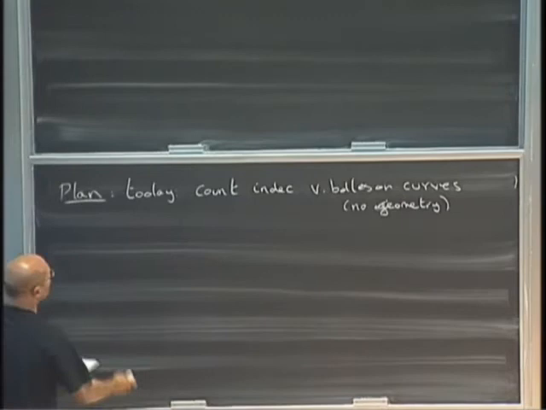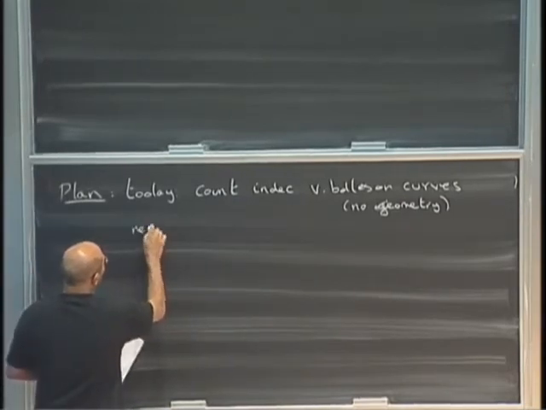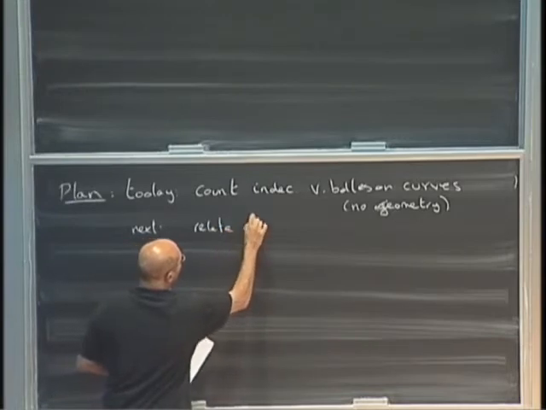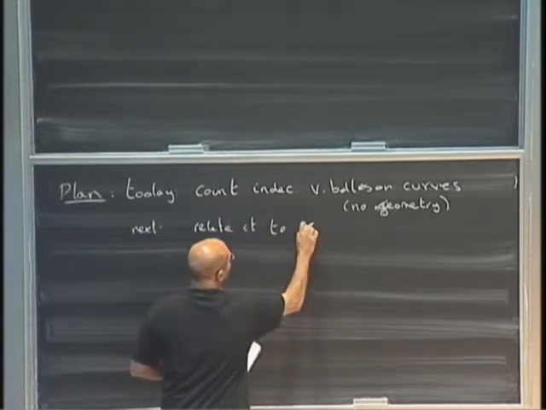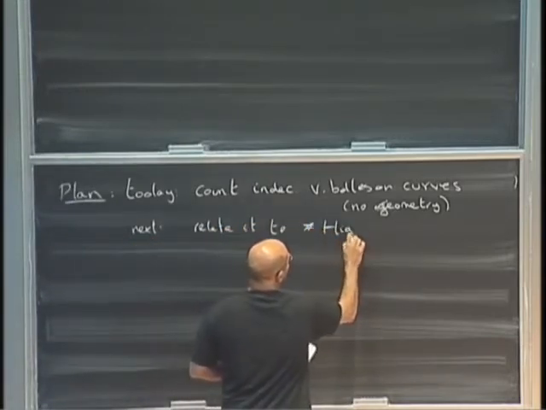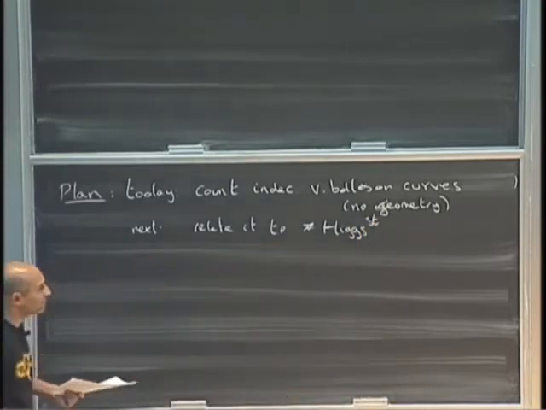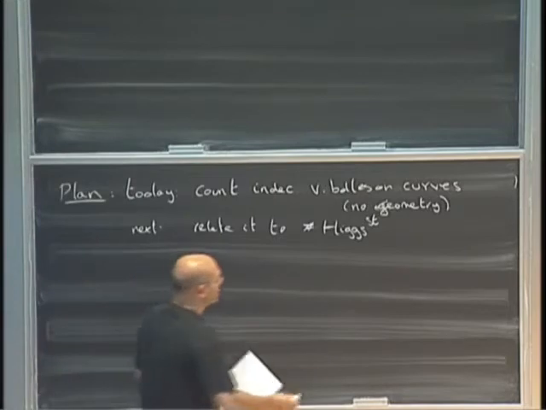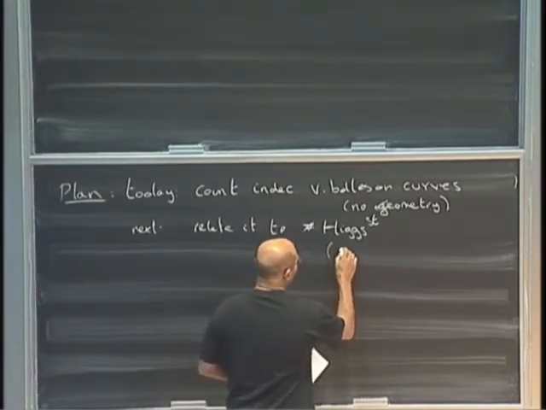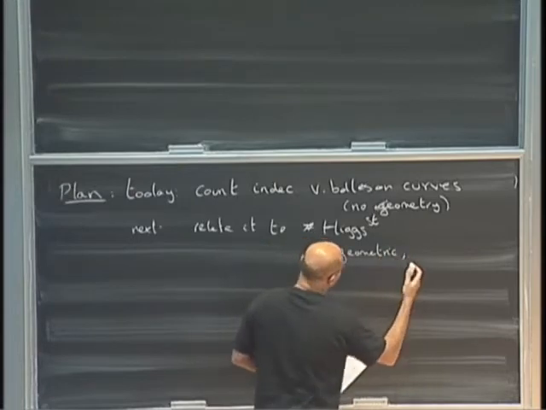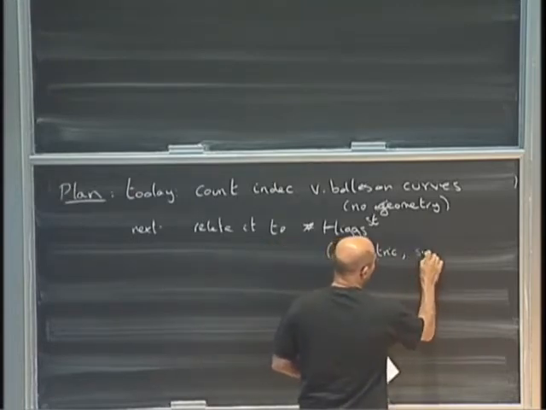Geometry. And tomorrow, or at least next time, I want to relate it to the number of stable Higgs bundles. And hopefully I will have time to present two proofs, or sketch two proofs. One is geometric, and it somehow uses the symplectic structure.